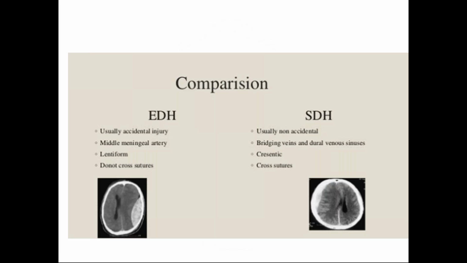So coming to what are these extradural and subdural hemorrhages? Coming to an extradural hemorrhage, this is the accumulation of blood outside the dura mater. The blood accumulates outside the dura mater and within the inner table of the skull, and it is usually due to accidental injury. And you should look for any adjoining bone fractures when you see an EDH. And the most common artery involved in the formation of an extradural hemorrhage is the middle meningeal artery.